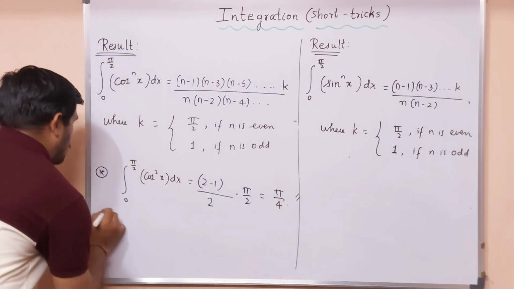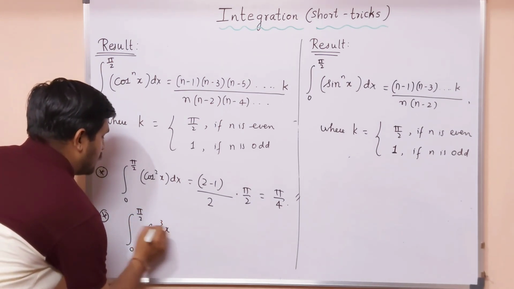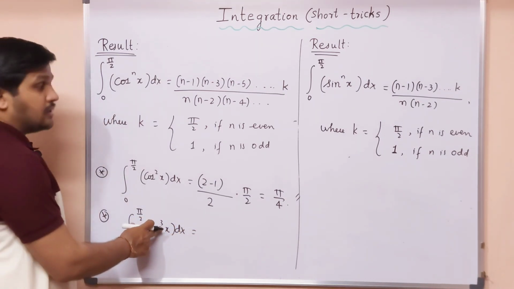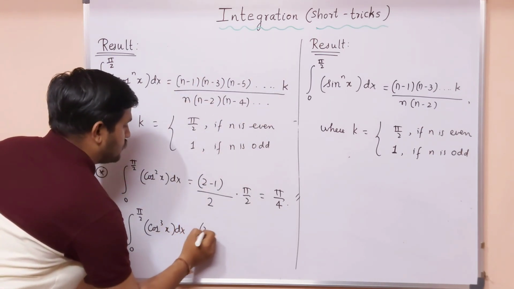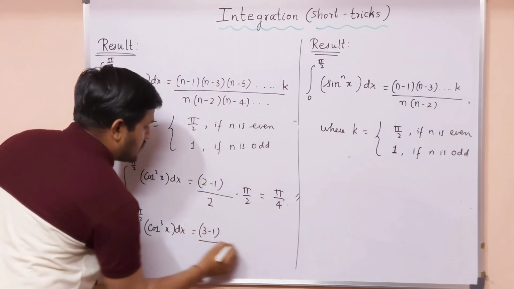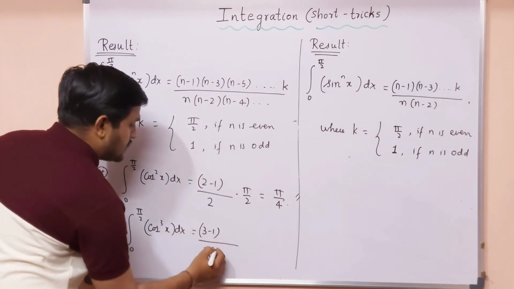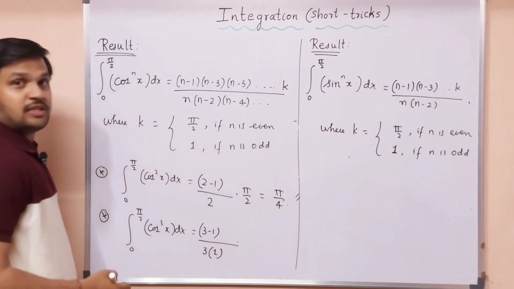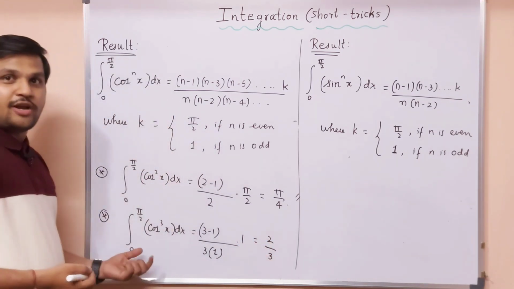Similarly, now you can do it for 0 to pi by 2 of cos cube x into dx. Okay, so what will it be? n is odd, so the value of k is 1. That is clear. Put n is equal to 3. So 3 minus 1, and 3 minus 3 will be 0, so do not consider it. Come to the denominator, put n is equal to 3. So 3 minus 2 is 1, next 3 minus 4 is minus 1, do not consider it. Multiplied with k is equal to 1. So therefore what is the answer? 2 divided by 3. So got it?